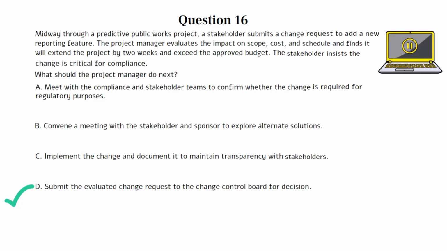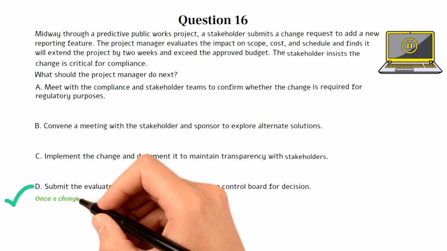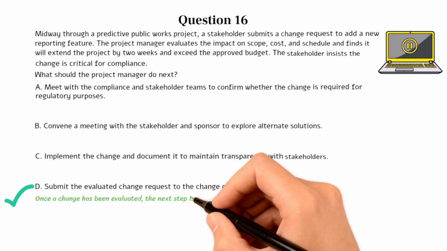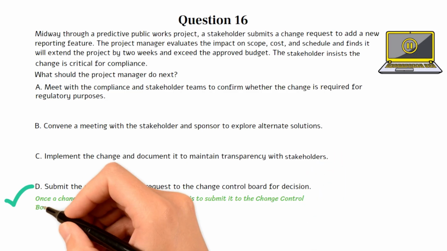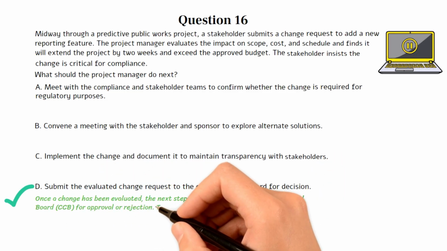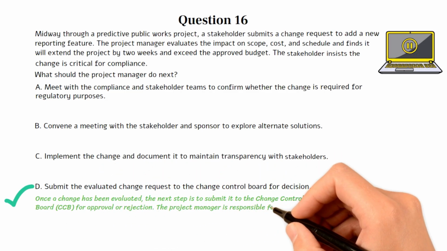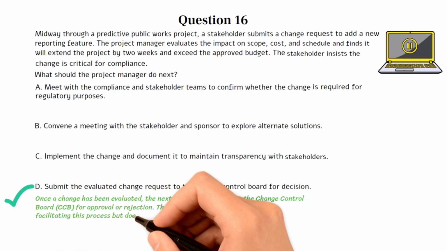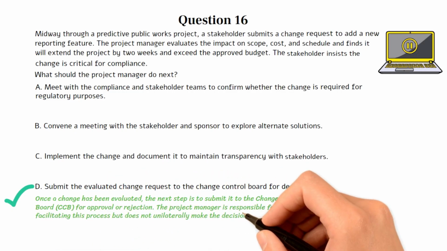Choice D is the best option because once a change has been evaluated, the next step is to submit it to the Change Control Board, CCB, for approval or rejection. The project manager is responsible for facilitating this process but does not unilaterally make the decision.